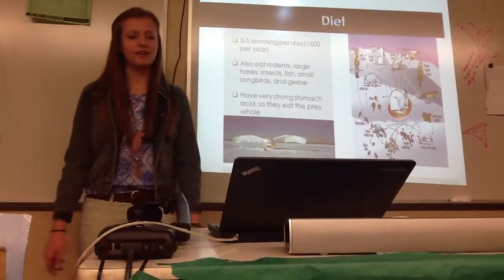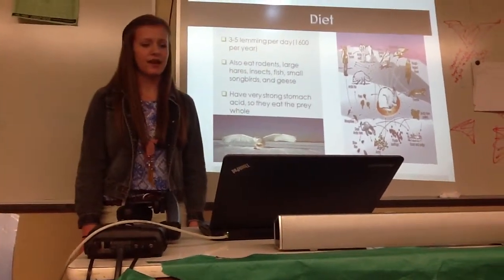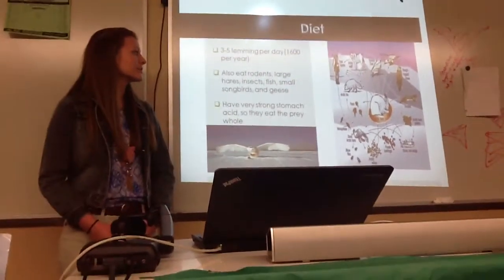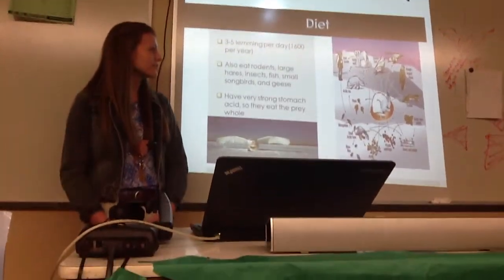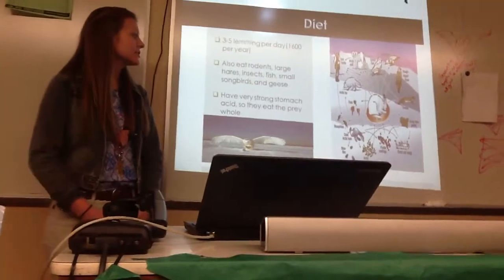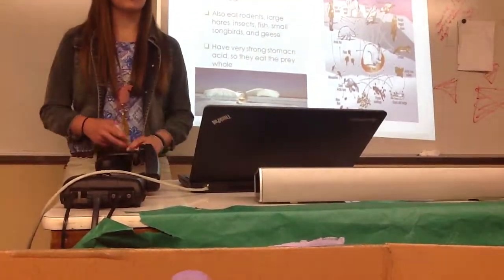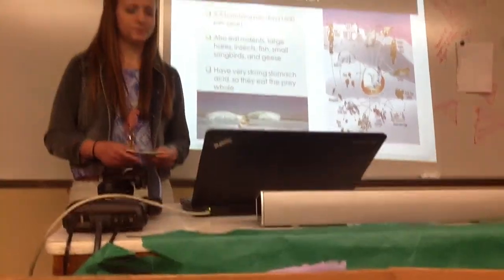So the snowy owl eats a lot. They eat 3 to 5 lemmings per day. That's 1,600 per year. And if their lemming supply is low, they'll also eat rodents, large hares, insects, fish, small songbirds, and geese. They also have very strong stomach acid, so they'll eat their prey whole.